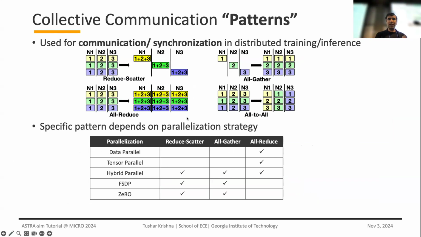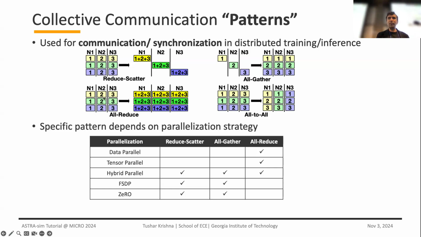And these patterns are things like reduce scatter, all gather, all reduce, and all to all. These are the most popular ones. So reduce scatter, as the name suggests, tries to do a reduction and then scatter the outputs. And all gather, as I showed earlier, is basically just a broadcast. And all reduce is really a reduce scatter plus an all gather. So you do a reduction, scatter the outputs, and then gather them.